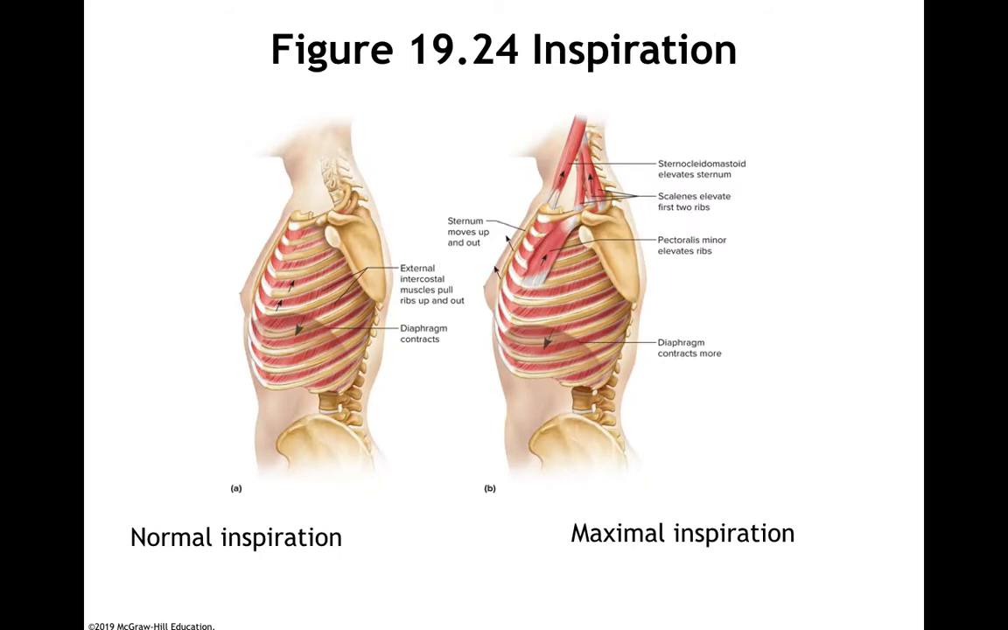Here is a comparison of the normal inspiration and the maximal inspiration. You would include the sternocleidomastoid, the scalenes, the pectoralis minor, and others; those would be the additional ones.